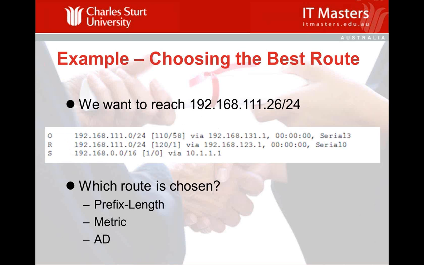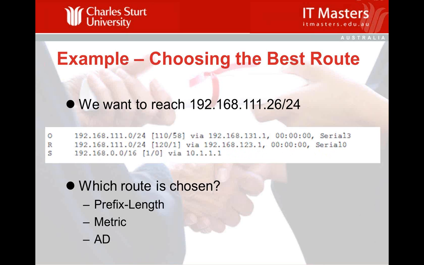Then we also have the RIP route for 192.168.111.0/24 here. Again, 120 admin distance for RIP, hop count of one, and we're sending it out to 123.1 out serial 0. And then we've got a static route, which would also match, because it's 192.168.0.0/16, so it'll certainly match there, and we're going to send that via 10.1.1.1, admin distance of 1, cost of 0. It's a static route.